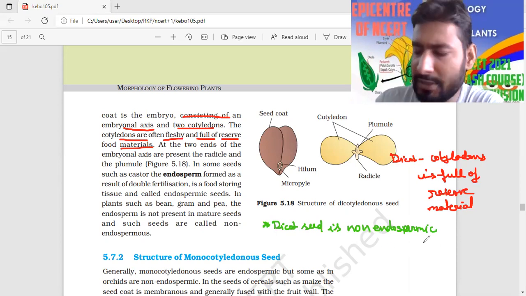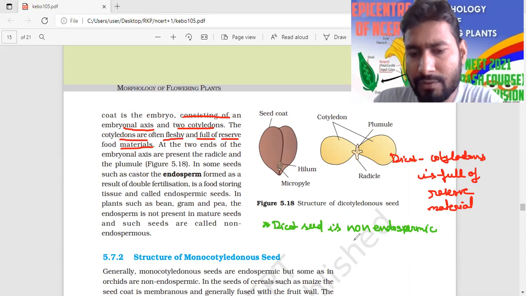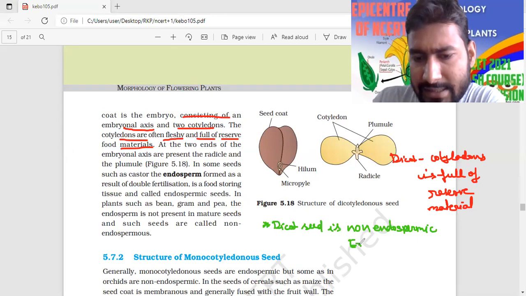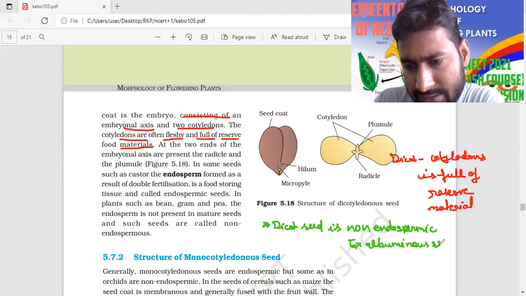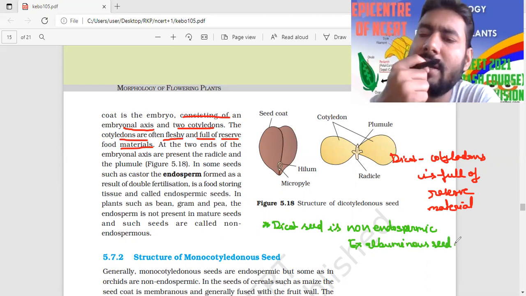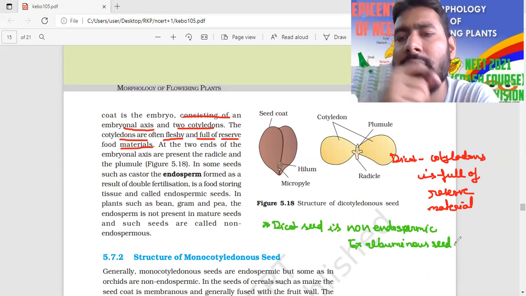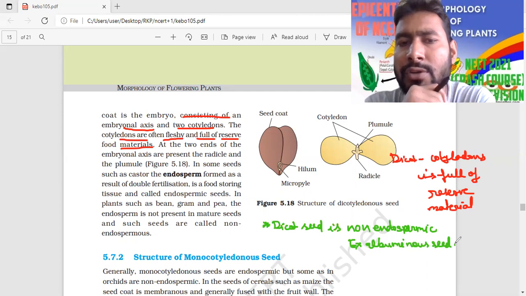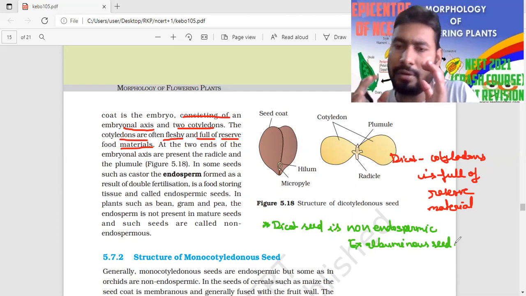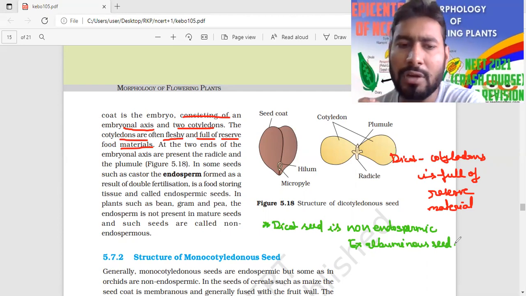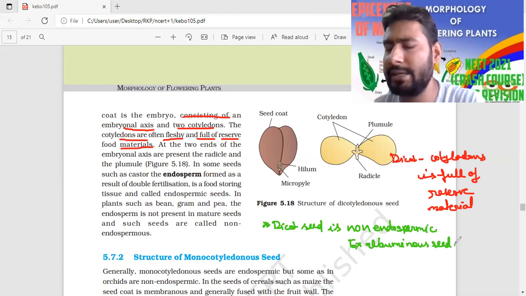This non-endospermic seed is also given another term, which is known as ex-albuminous. So in this way, you can say dicot seed is always ex-albuminous or non-endospermous. Why? Because during germination of this seed, they completely consume the reserve food material which is found in the cotyledon. This is the basic important point.